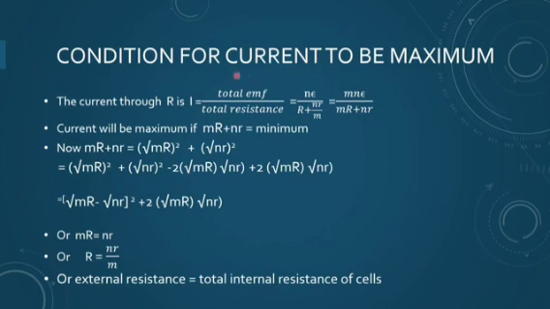And if I want this current to be maximum, this denominator R plus nr upon m should be minimum. So to get the minimum value, I am writing it in the form of squares: square root of R whole square plus square root of nr upon m whole square. I am adding and subtracting 2 square root of R times square root of nr upon m, and I can write the formula this way. So I will get R equals nr upon m. This is the condition for the current to be maximum.